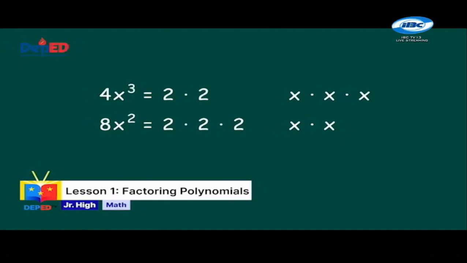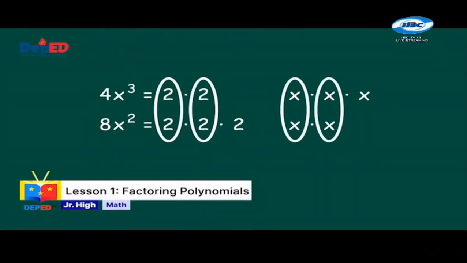Can you identify which is common among the prime factors? How many 2 are common? How many x are common? We can encircle these pairs to help us determine the common factors. The common factors are 2, 2, x, and x. Last is to get the product of these common factors. The product is the greatest common factor of the given 4x cubed and 8x squared. We will multiply 2 times 2 times x times x. The greatest common factor of 4x cubed and 8x squared is 4x squared.